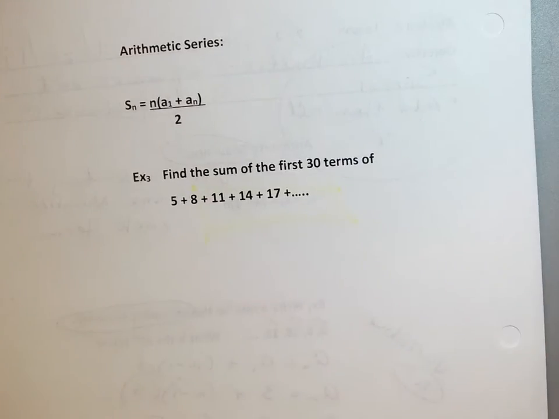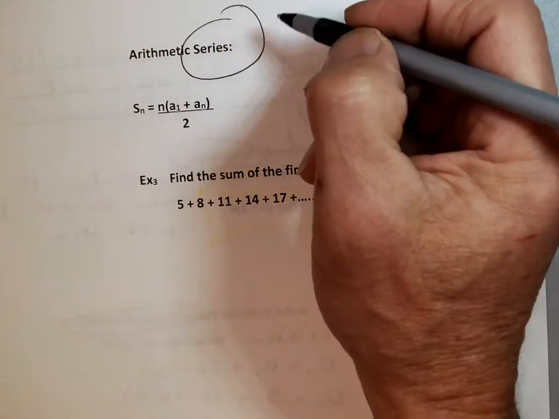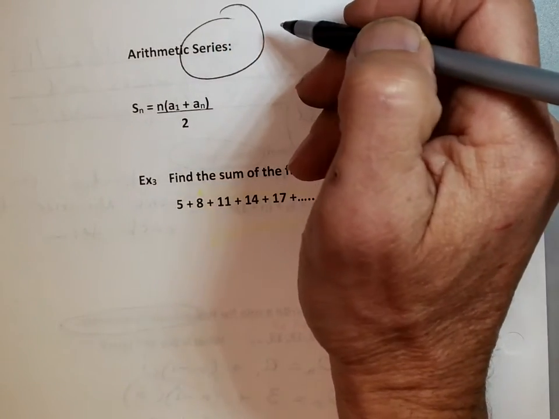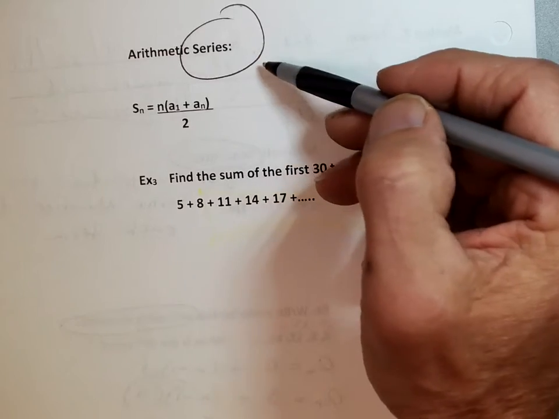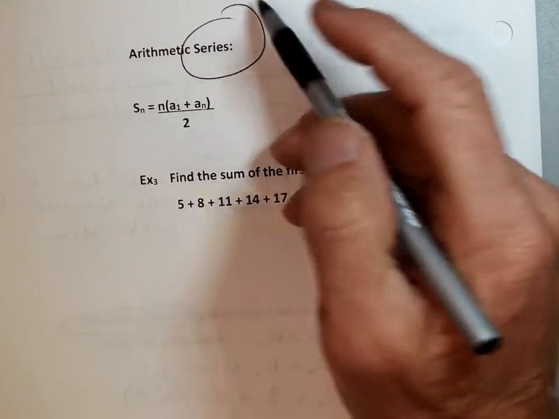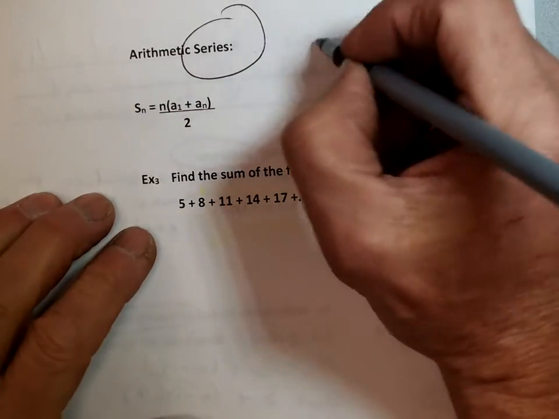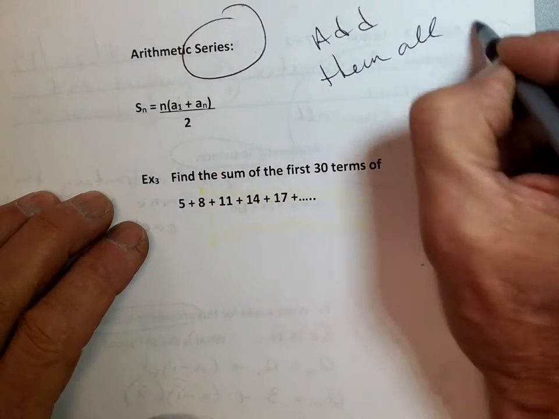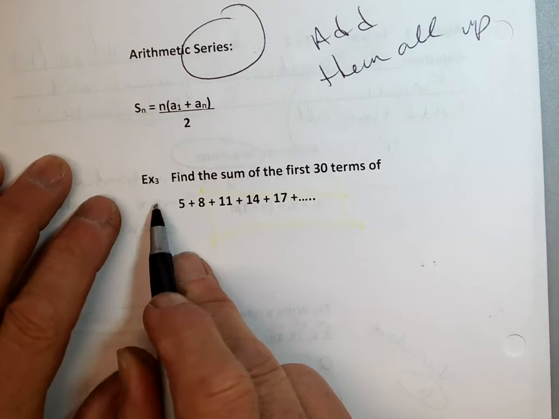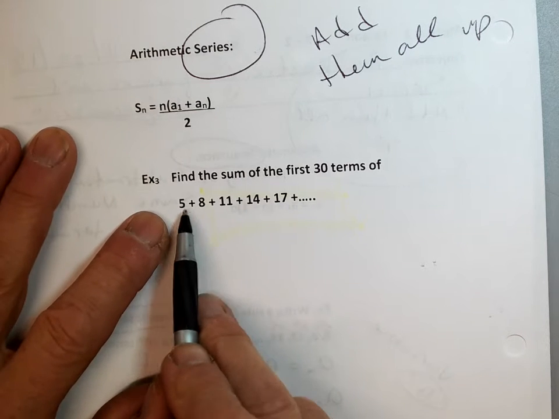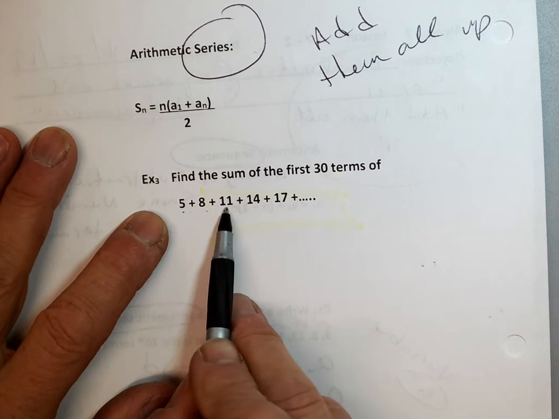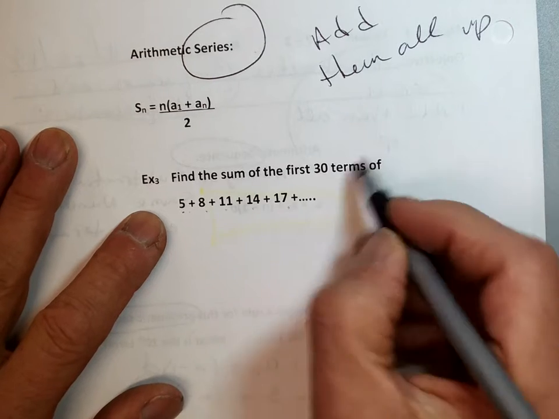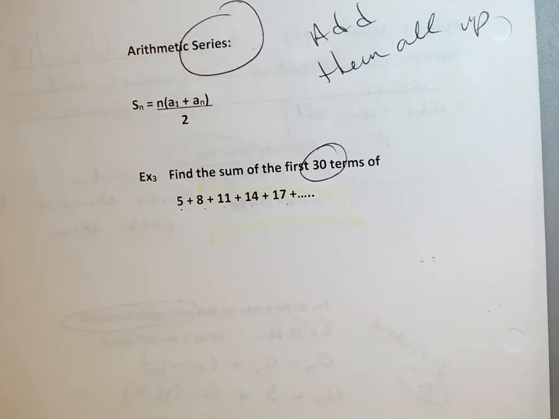Okay, series. Series means, what does series mean? Adding. Good, hallelujah, I'm doing my job. What does series mean? Add them all up, right? Add them all up. Good. So, number 3, 5 plus 8 plus 11 plus 14 plus 17. So I want to add up the first 30 terms, right?